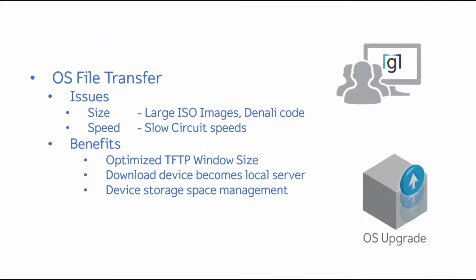Any OS upgrade has two primary components: the file transfer of the image that will be installed on the platform and the installation itself. In terms of the file transfer, there are two big issues. One is the size of these images are getting larger and larger over time. The second is the speed of the network link over which you are downloading those images can be fairly slow.